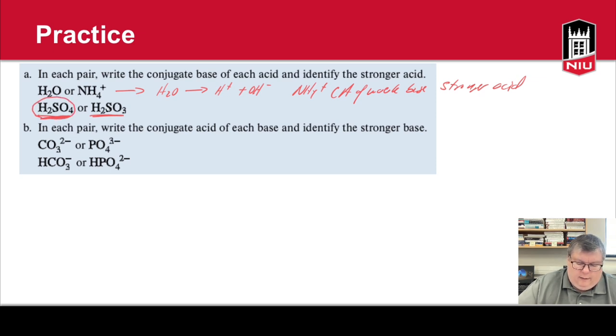Then we have, it's asking us to write the conjugate acid of each base and identify the stronger base. I forgot to write the conjugates. But the conjugate acid of CO3 2- would be HCO3-, and for PO4 3- it would be HPO4 2-. It's a 2- because we've added an H+.